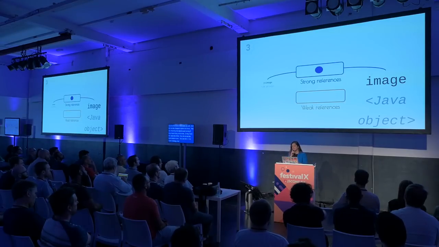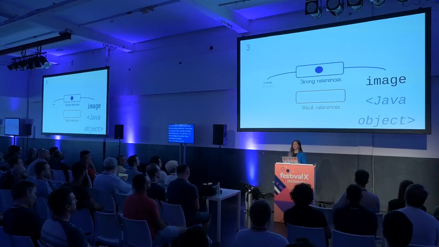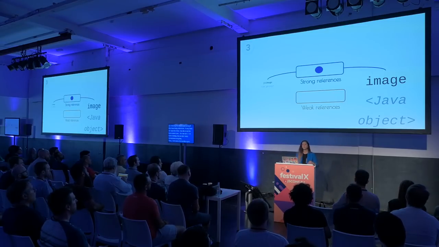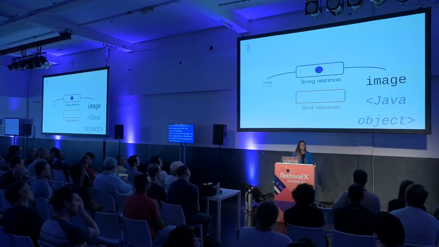OK, let's take a look at this again. We have a strong reference. What if we didn't have references? And what if we had the control over saying, like, this Java object can be collected because I'm not using it anymore in the JavaScript world?